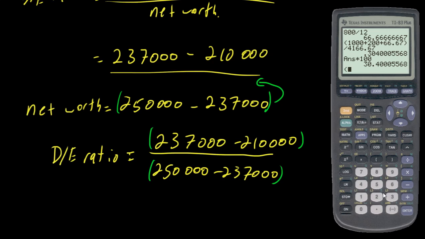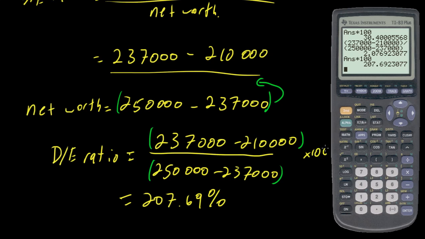So let's put in some brackets. $237,000 minus $210,000. We're going to divide this by $250,000, subtract $237,000. Now we're going to multiply that by 100. There we go. Equals 207.69%.